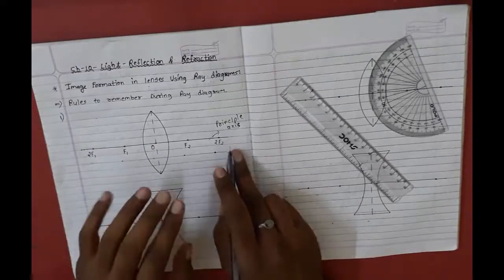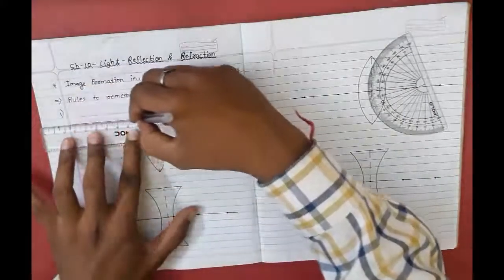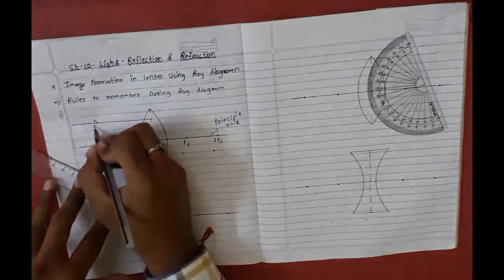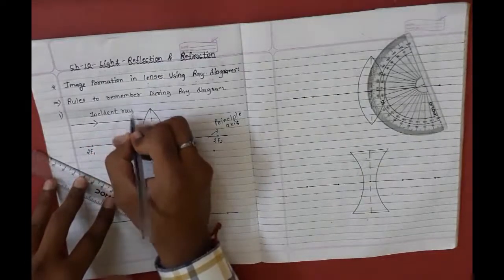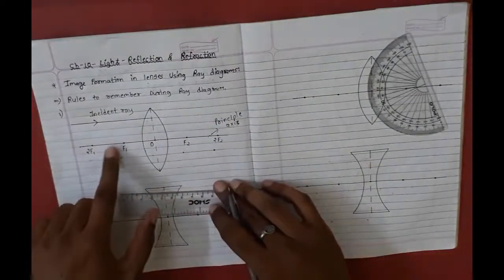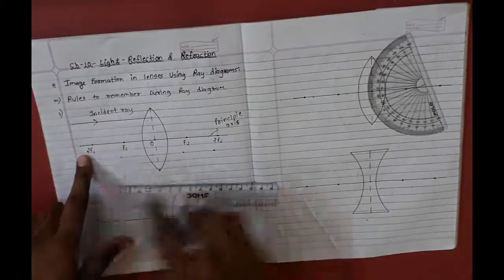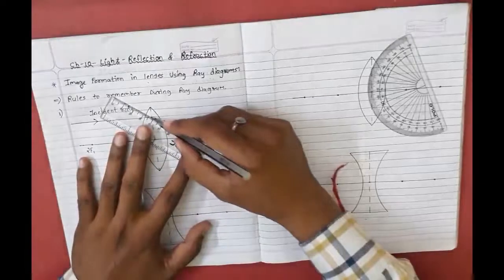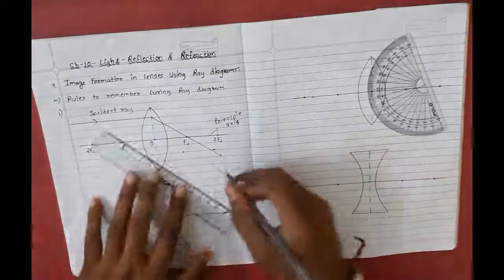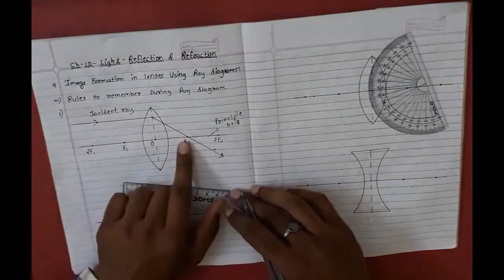So rule number 1 is whenever your incident ray is parallel to the principal axis, this is your incident ray. As per rule number 1, if your incident ray is parallel to the principal axis, after refraction it will pass through the focus on the other side of the lens.